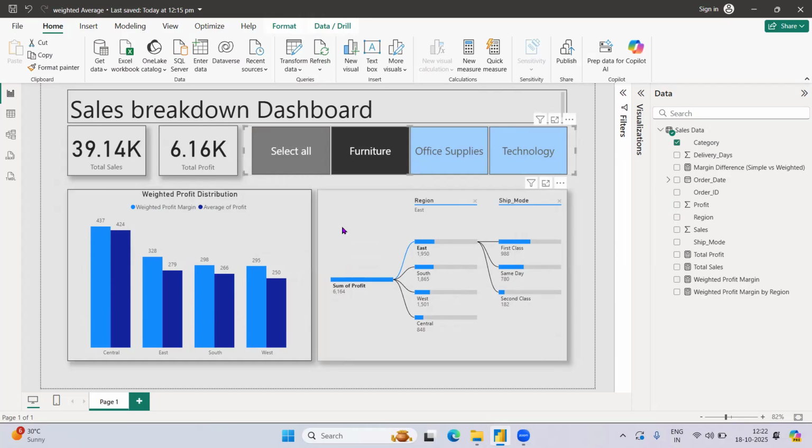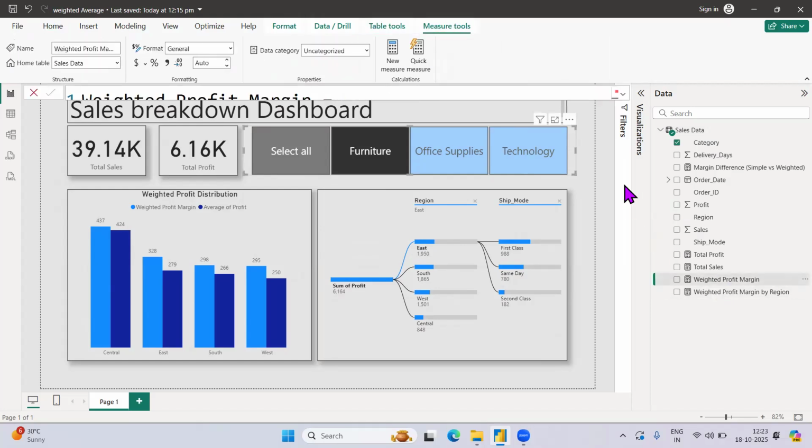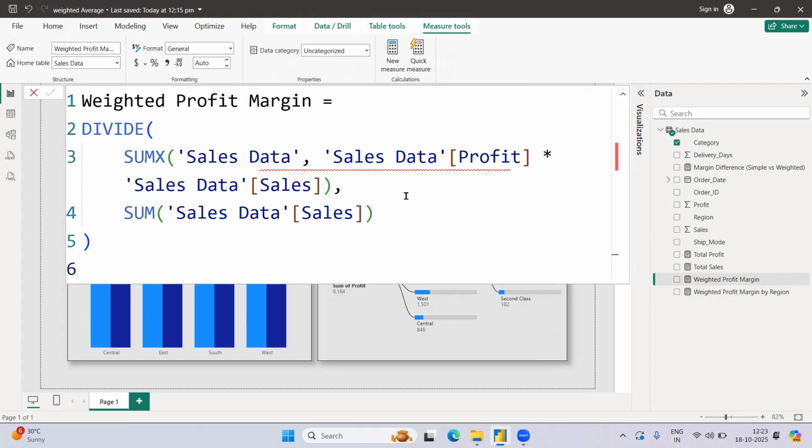So this is how you can create a KPI like this, which distinctively helps a business person draw insights from it. I hope you are able to follow till this point.